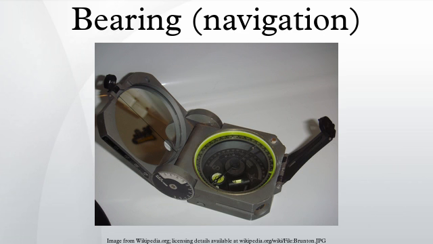An object at 101.25 degrees relative would be 1 point abaft the starboard beam, and an object at 213.75 degrees relative would be 3 points on the port quarter. This method is only used for a relative bearing.